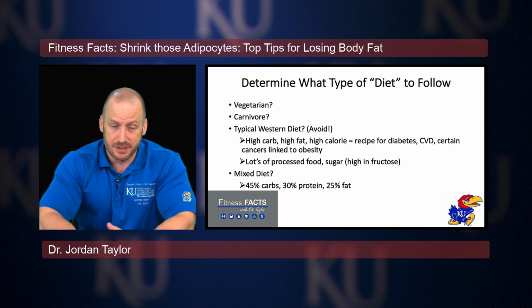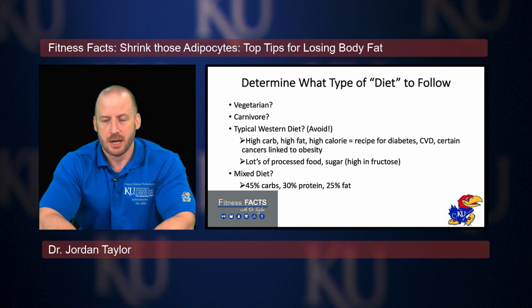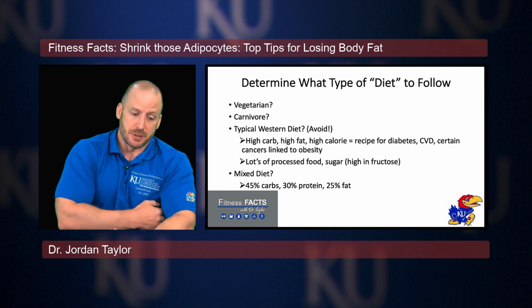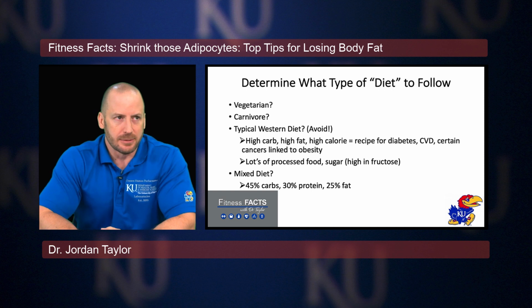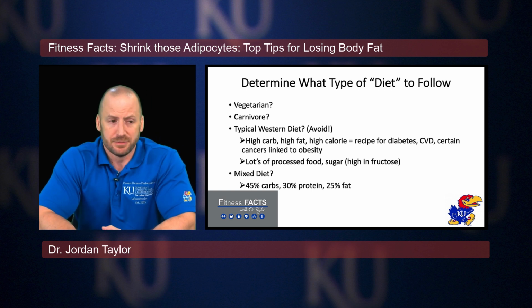Also, there's lots of processed food in our typical American Western diet. So a lot of sugar, a lot of high fructose corn syrup. Fructose is a simple sugar that the liver tends to convert to fat and triglyceride. So again, just some issues there.